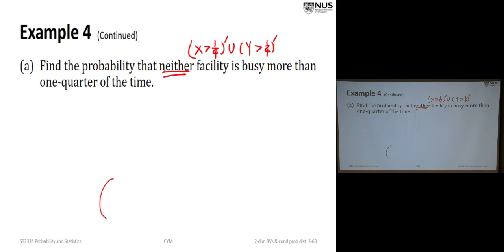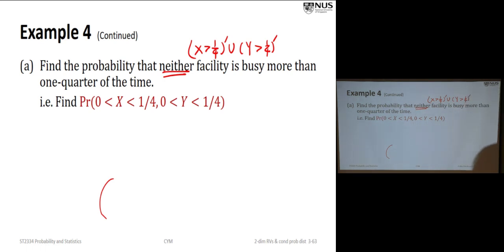Okay, neither is just the opposite of either. So here it says x is bigger than 1/4 and y bigger than 1/4, but neither of them happens. So that means it can be the complement of x bigger than 1/4 or the complement of y bigger than 1/4. To translate it, it means x between 0 and 1/4 and y between 0 and 1/4. Strictly speaking, that is equivalent to x less than 1/4 and y less than 1/4.